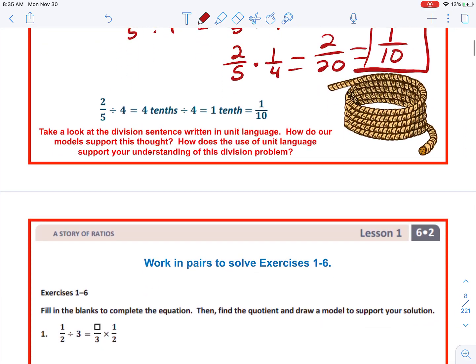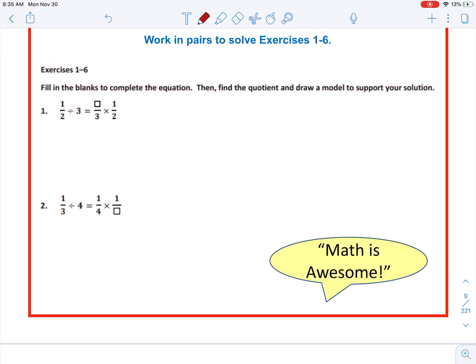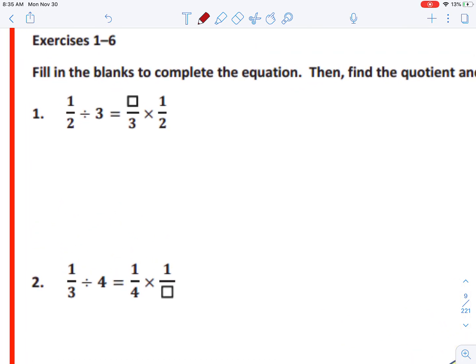Okay, let's move on. So exercise 1 through 6, fill in the blanks to complete the equation, then find the quotient and draw a model to support your solution. So we're not going to draw a model, we're just going to do the math. Okay, so it says 1/2 divided by 3. Okay, and then the blank here is over the 3, which means they flipped it. Okay, so the blank here is going to be 1, and then our answer is going to be 1/6.